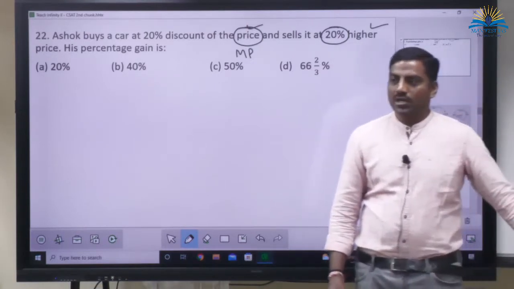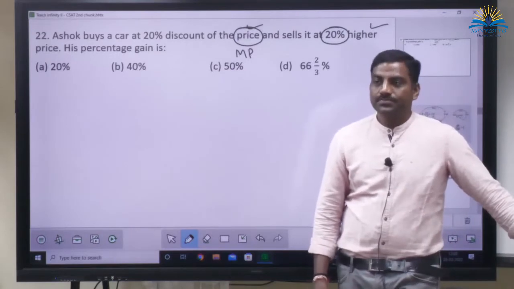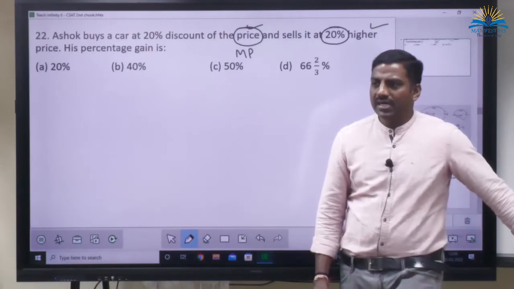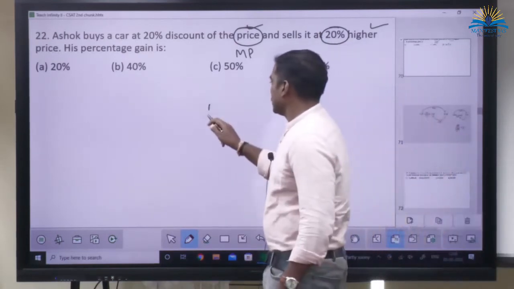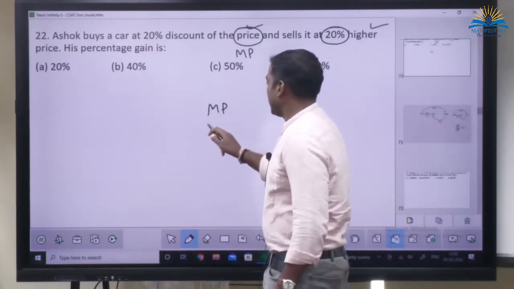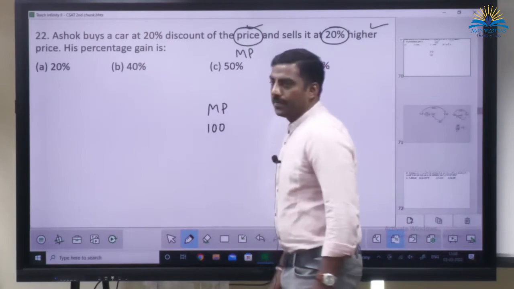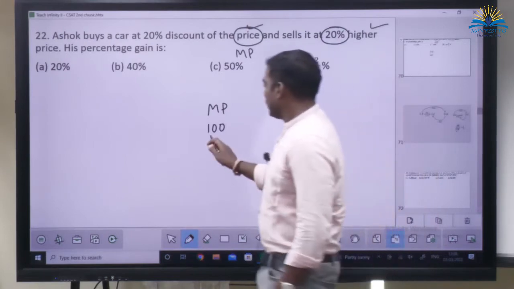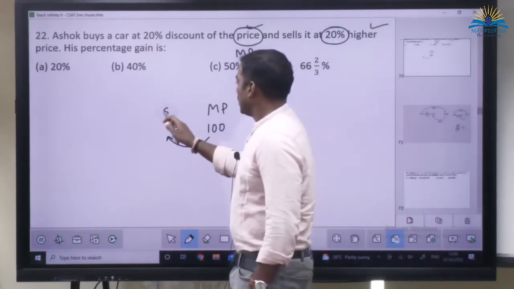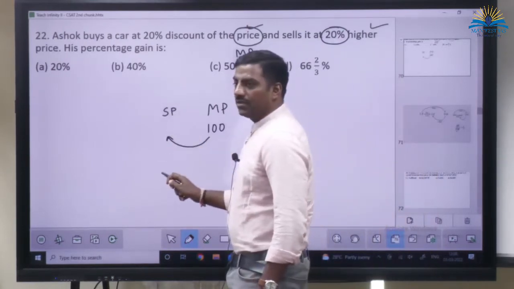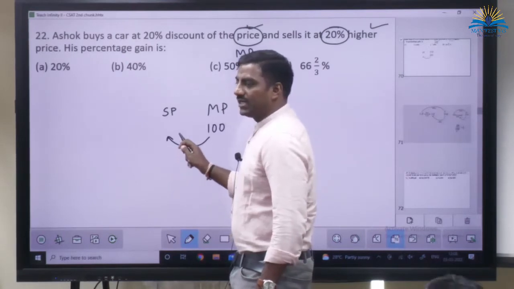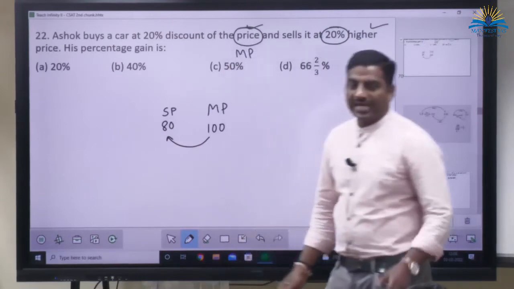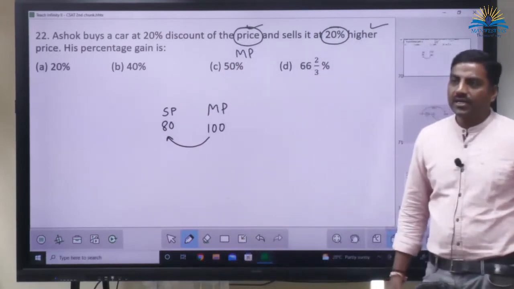Here you have to imagine what? You can take 100 as the market price. Market price is 100. Then 20% discount on this will give me what selling price? So actually, Ashok has bought the car at 80 rupees.